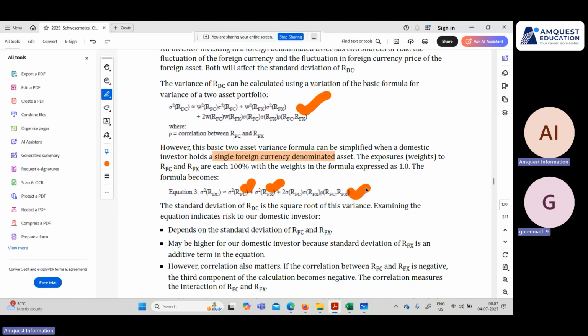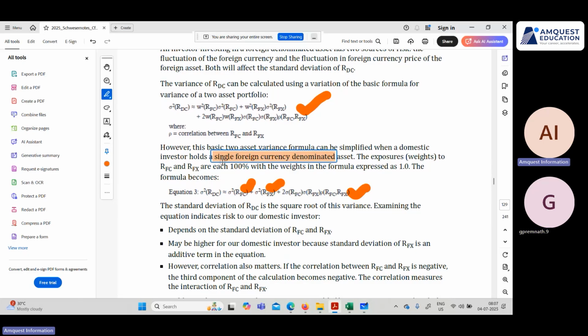How can the weight be 100%? What they are assuming is that you have only one single currency. Let's say you are an Indian investor and you have exposure to only USD. So all the weight that you have is exposed only to USD.